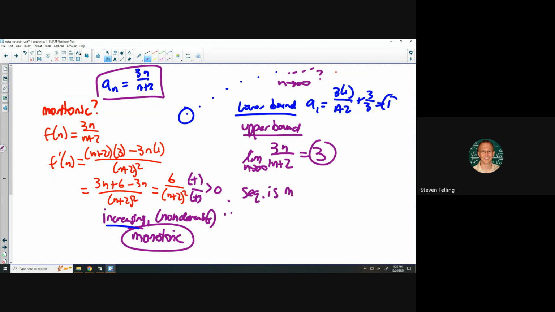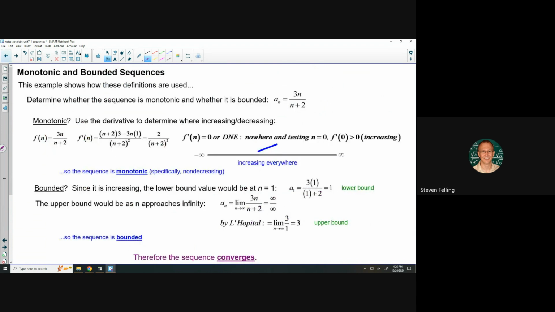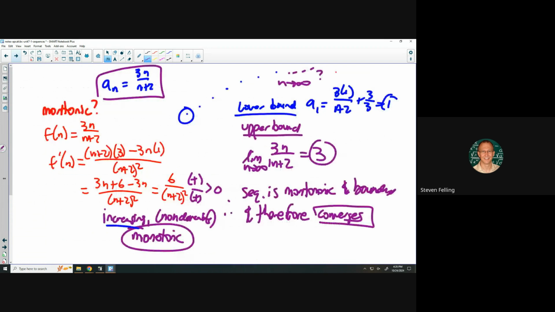It's monotonic and bounded, and therefore converges. So I would only go to that extra step if they insist, like this problem says, to determine whether the sequence is monotonic and bounded, right? But then if we've done that, we can use that theorem to say, therefore, it also converges.